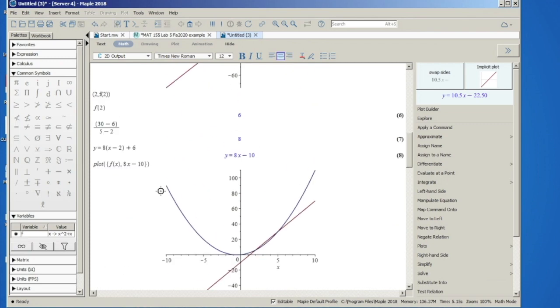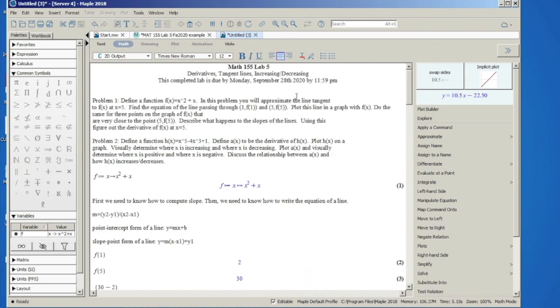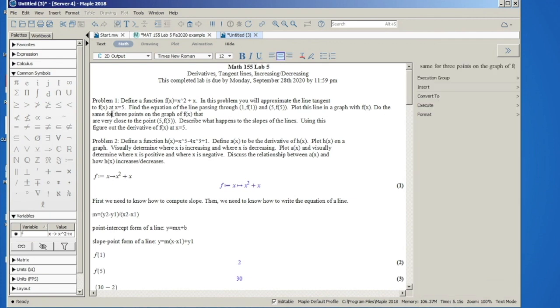But this is what I want you to do on problem number 1. We are doing estimations to approximate the tangent line for the given function. Now, we already did this for more than 3 points. We did it from 2 through 4.5, so that takes care of this.